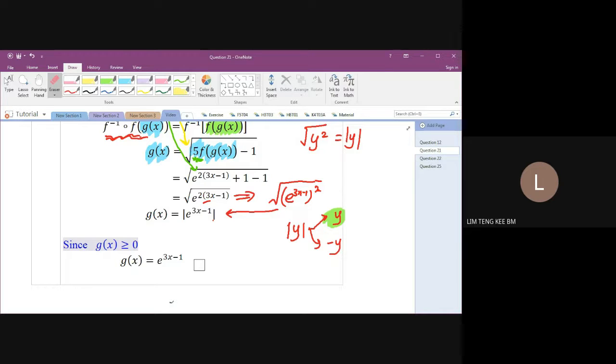Therefore, this is the solution we have for question 21, part A.